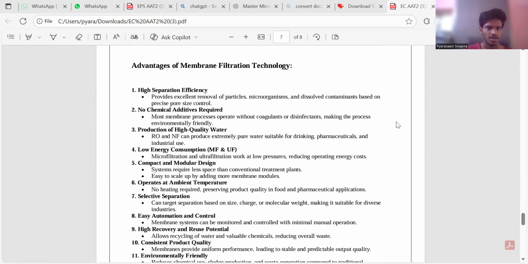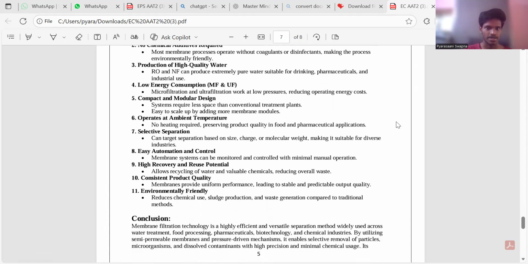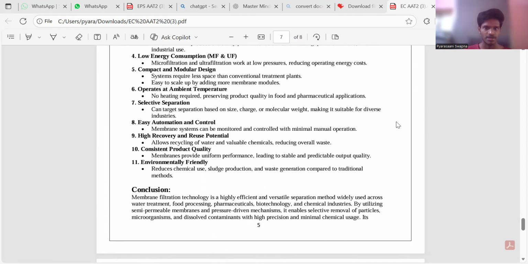Advantages: high separation efficiency, no chemical additive required, production of high quality water, low energy consumption, compact and modular design, operates at ambient temperature, selective separation, easy automation and control, high recovery and reuse potential, consistent product quality, environmentally friendly. And finally, conclusion.